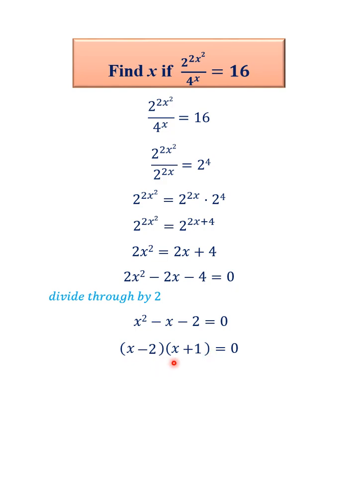What this means is that either x minus 2 is equal to 0 or x plus 1 is equal to 0. That is what the factorization of quadratic equation implies. x minus 2 equal to 0 or x plus 1 equal to 0. From here, it simply means x equal to 2, or from here, it means x equal to negative 1. So the two possible values of x that satisfy this equation are 2 and minus 1. So this is the answer to this question.